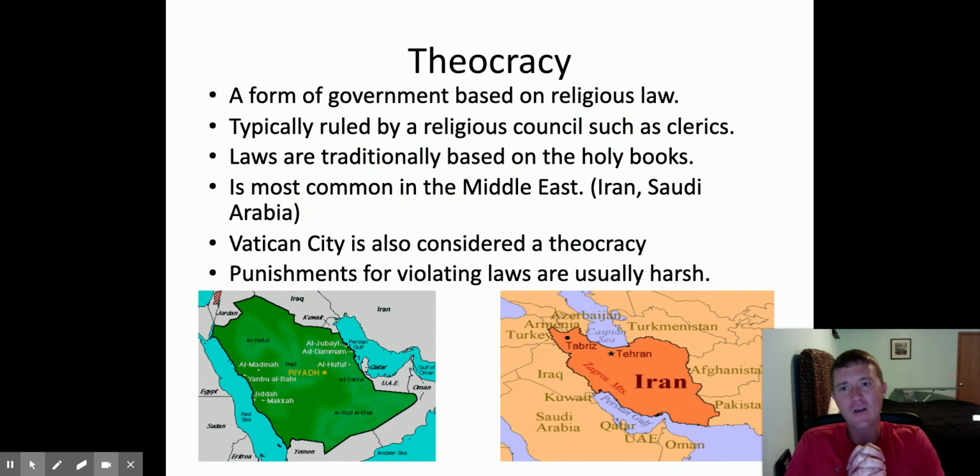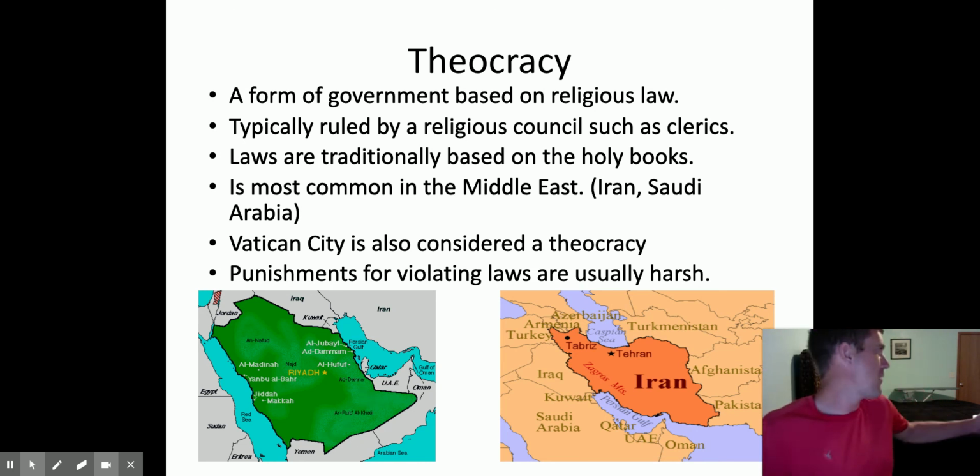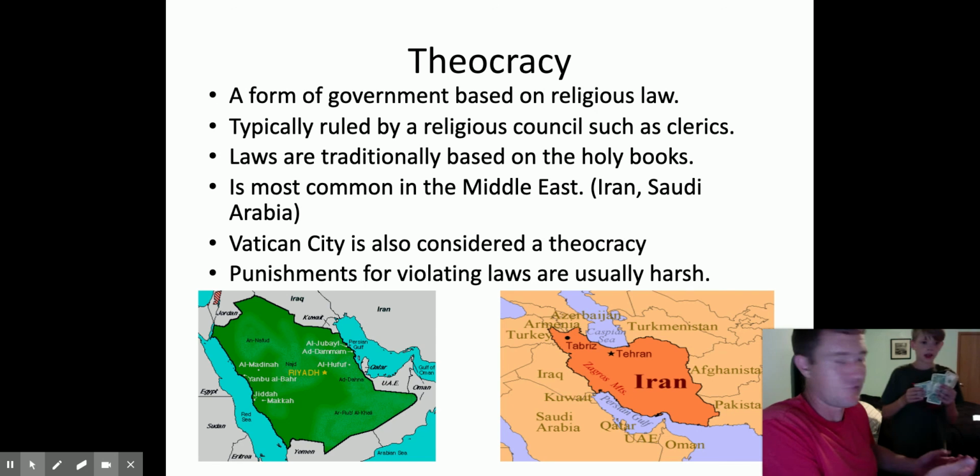Couple more. Theocracy. Theocracy is essentially the church is the state. And with a theocracy, religion dominates the government. We think in America, separation of church and state. Theocracy is the exact opposite of separation of church and state. The church is the state. So, boys, coming up, you've got to pay your taxes. You're paying your taxes to the church.